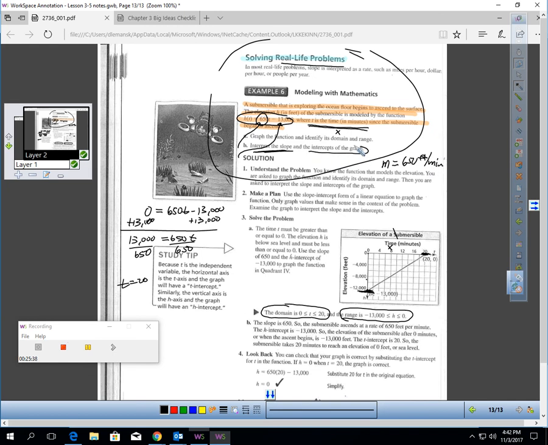And what are the intercepts? Well, this means that the person is back at sea level on top of the water after 20 minutes. 20 minutes, 0 feet. And at 0 minutes, they are 13,000 feet below sea level.